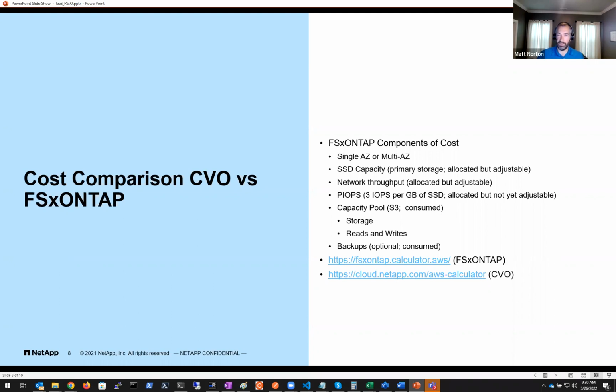The provisioned IOPS, by default, you get 3 IOPS per gig for free. Anything more, you have to pay a little bit more. And I find that the 3 IOPS per gig is actually pretty good once you start scaling up that SSD capacity. Then your provisioned IOPS goes up with it. They're sort of locked together. Again, this is allocated but adjustable.